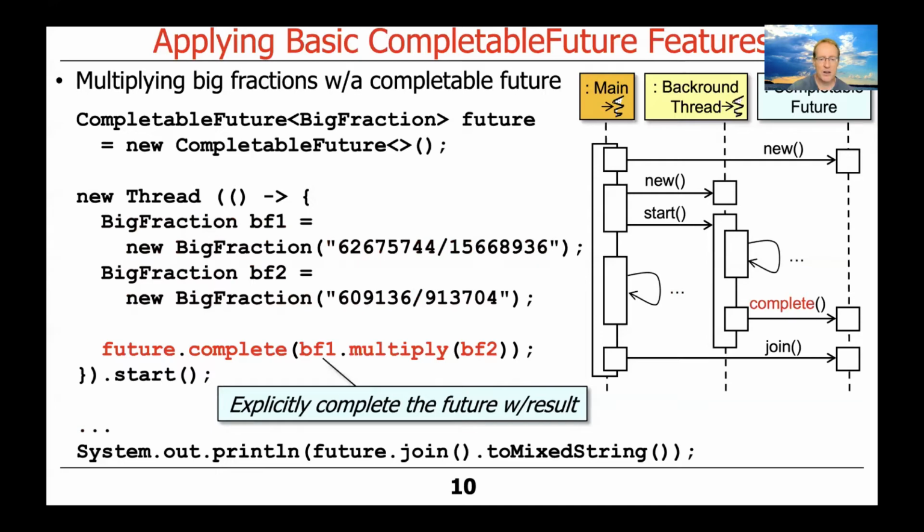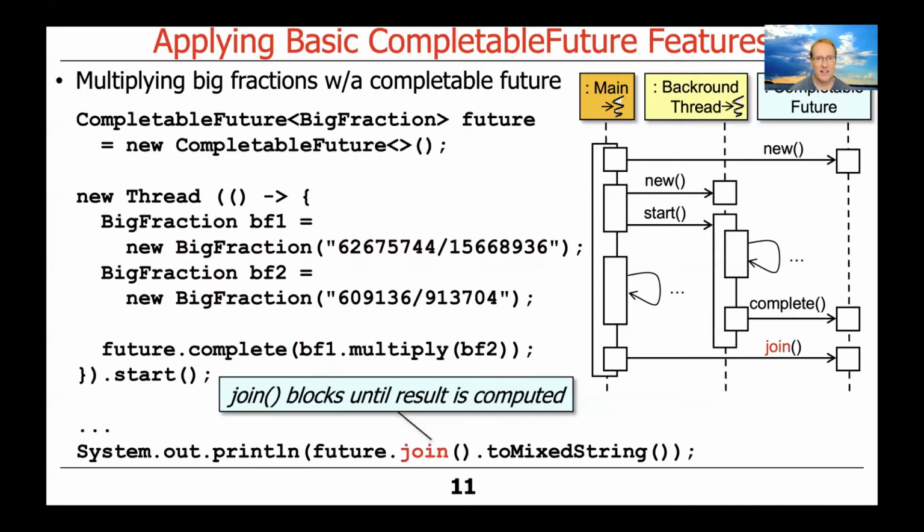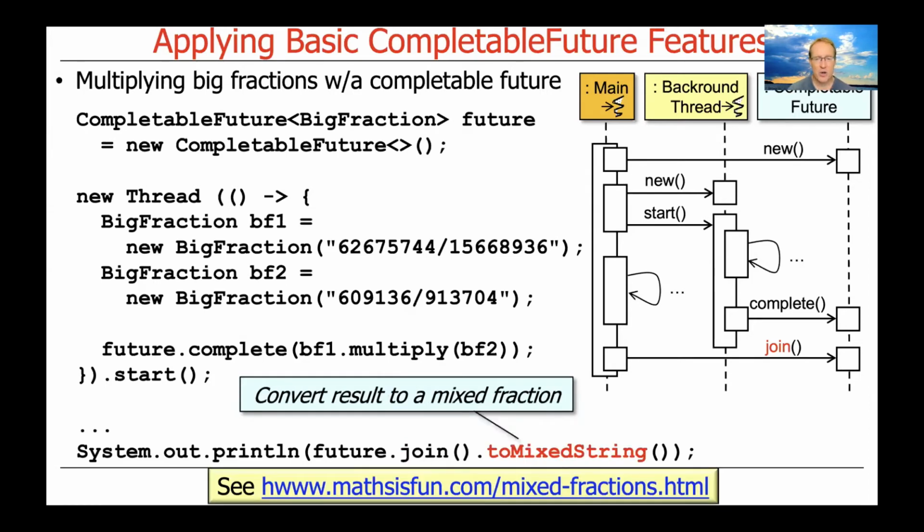So we complete the future with the result, and that means that when the call to join is made, if the join call gets made before complete is called, then join will block. If the join call gets made after complete is called, it'll get the result right away. In either case, when the result is completed, join will be able to get it, and then we convert it into a mixed fraction and print it out. You can read more about what mixed fractions are. It's just basically taking something and giving you a number followed by the remaining fraction.